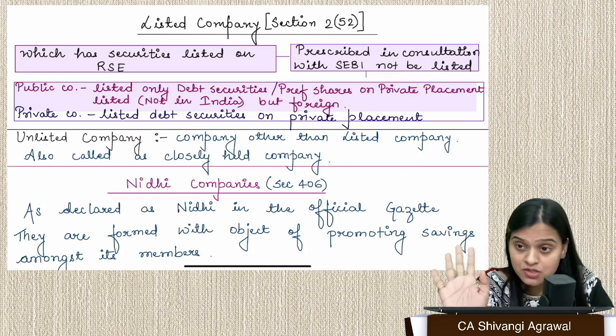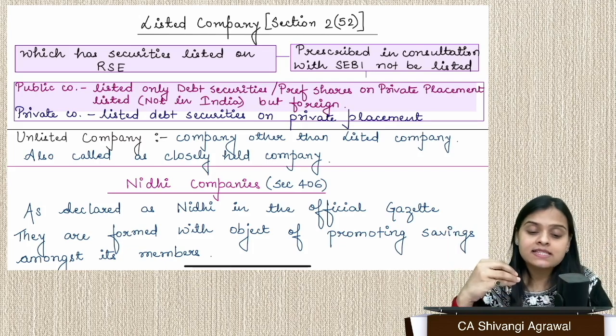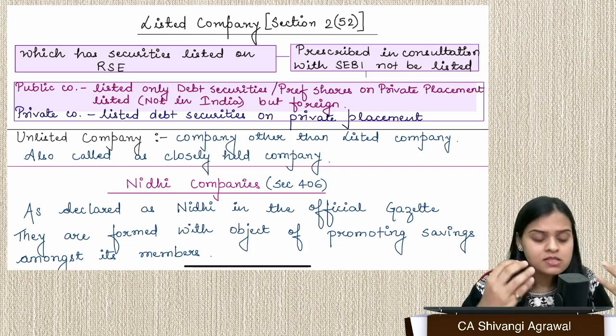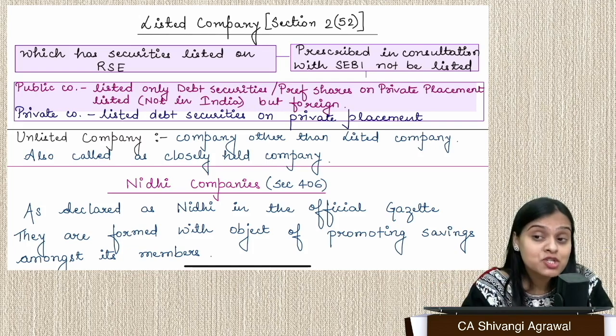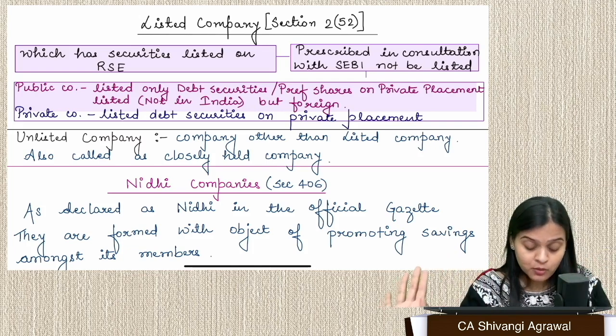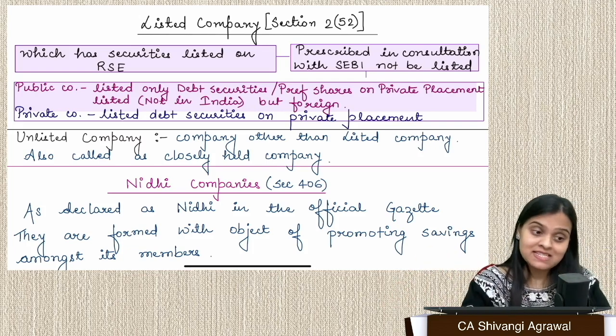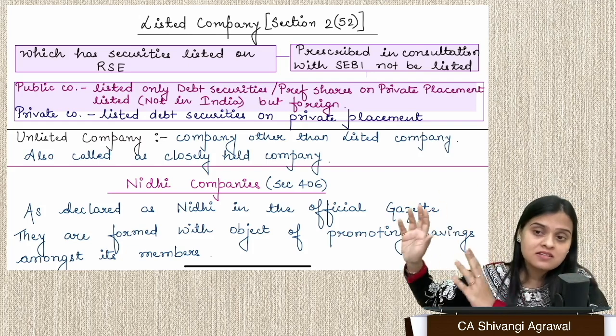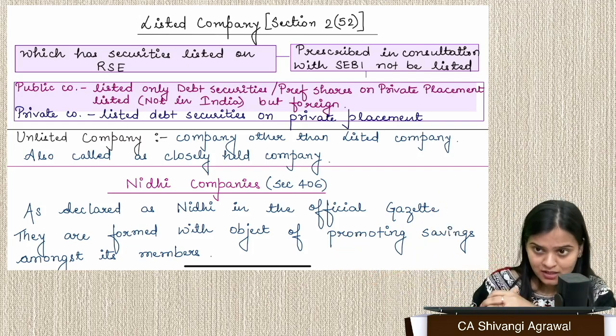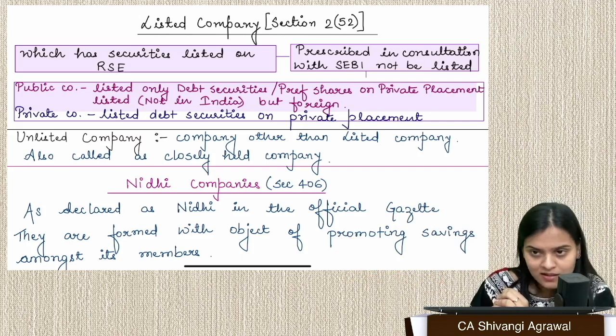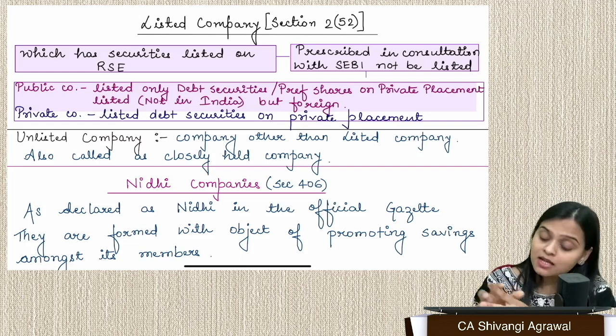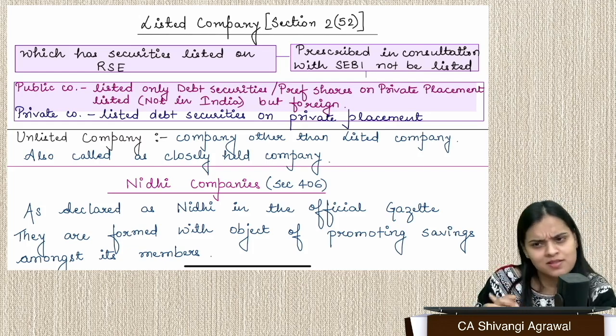What type of securities? Not equity shares. It has issued debentures, or it has issued preference shares which are never going to be converted into equity, on a private placement basis, and that security is being listed on a recognized stock exchange. So if that listing is being done, it is not considered as a listed company for the purpose of the Companies Act.